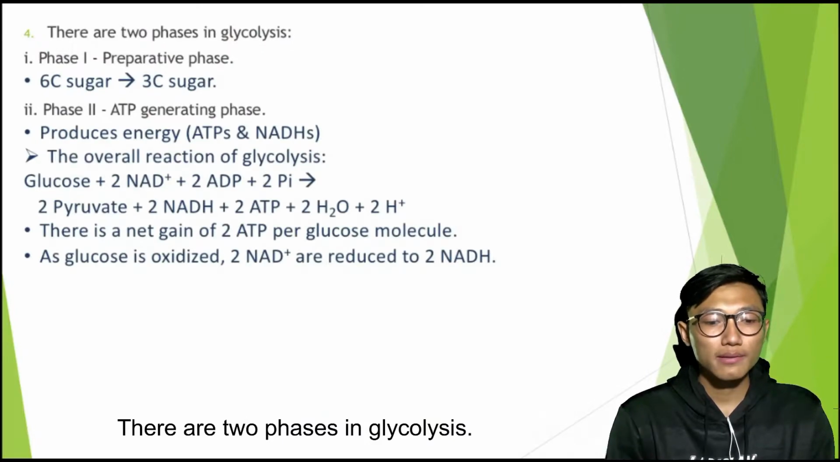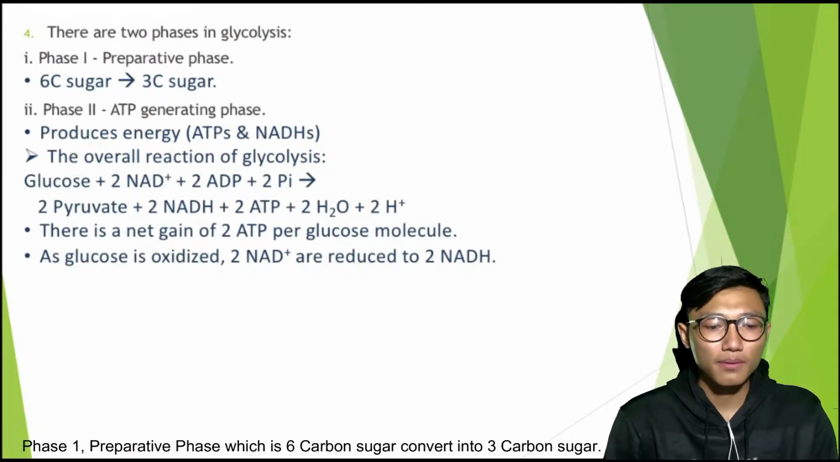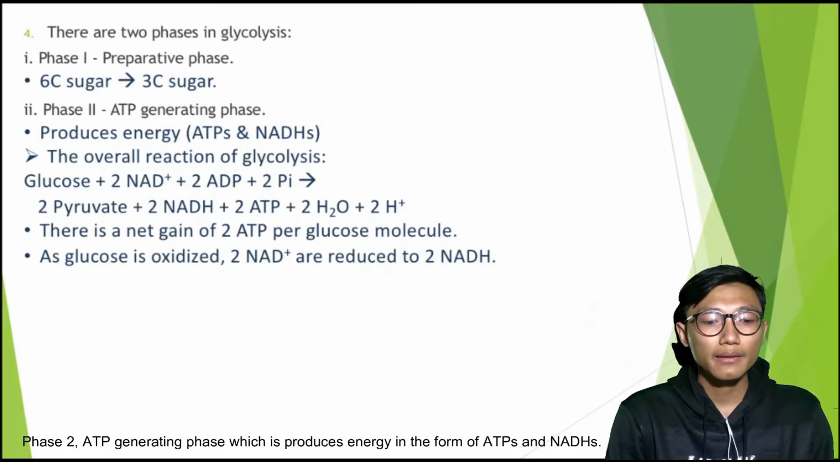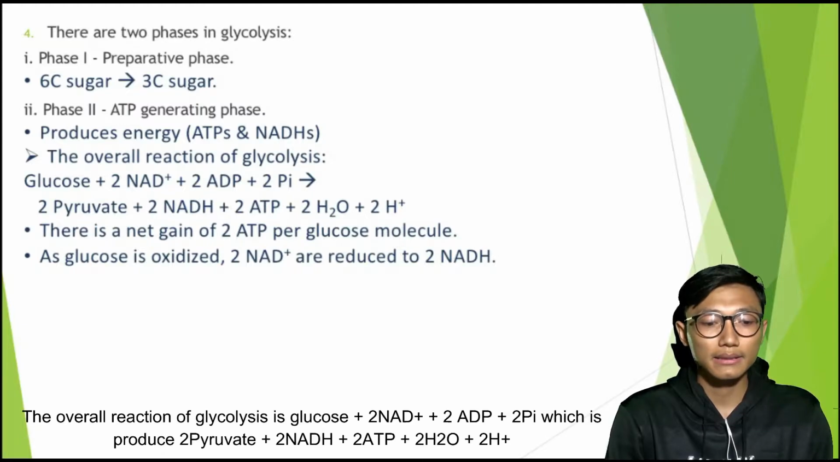There are two phases in glycolysis. Phase 1, the preparative phase, in which a 6 carbon sugar is converted into 3 carbon sugars. Phase 2, the ATP generating phase, which produces energy in the form of ATP and NADH.